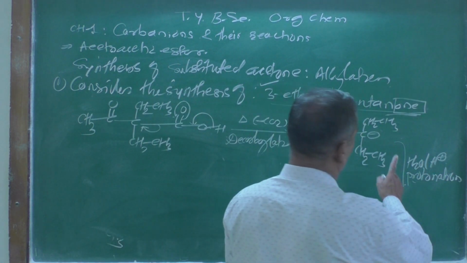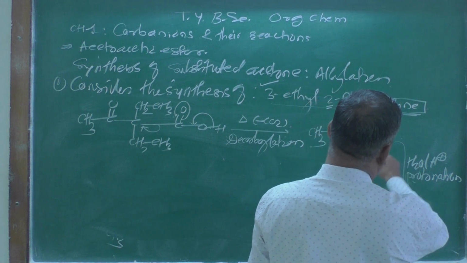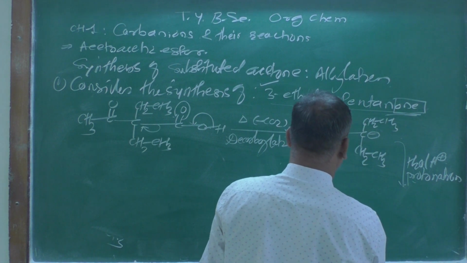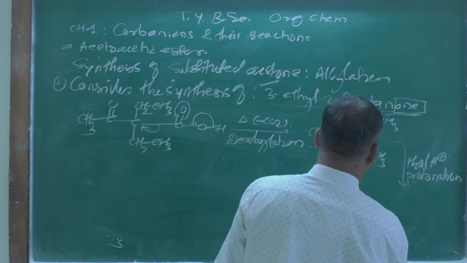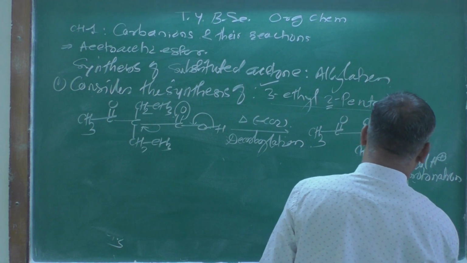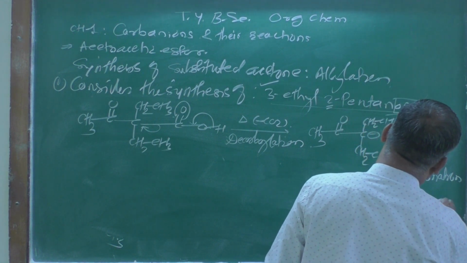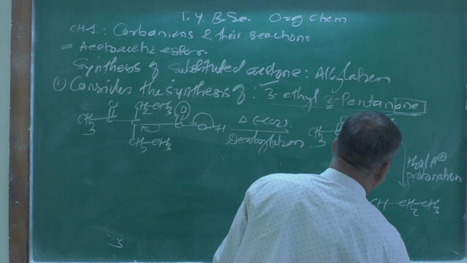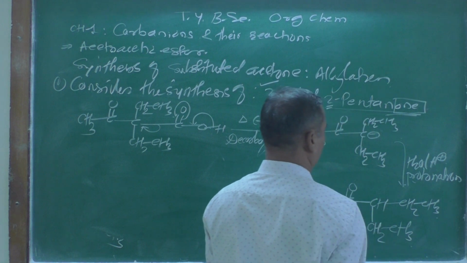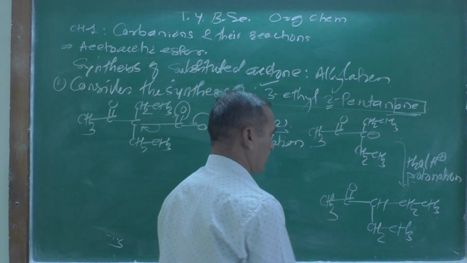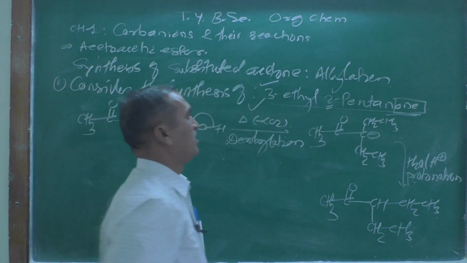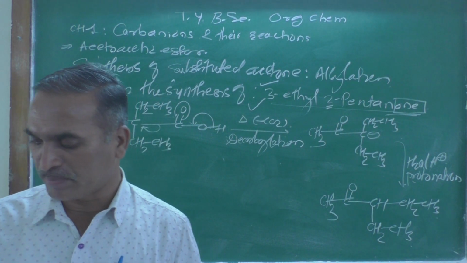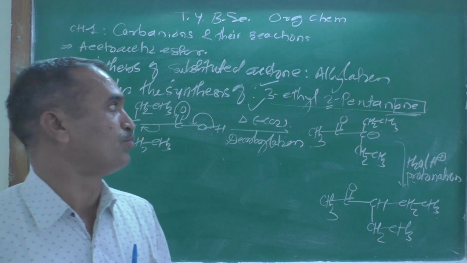In the protonation, what will happen? This carbanion will pick up the proton from here, and the resulting compound we are getting is CH3, C double bond O, then I am writing here CH, then CH2, CH3, and another ethyl group I am writing here, CH2 and CH3. This structure is nothing but 3-ethyl-2-pentanone. In this way we can prepare 3-ethyl-2-pentanone.